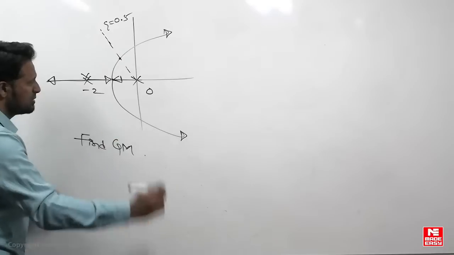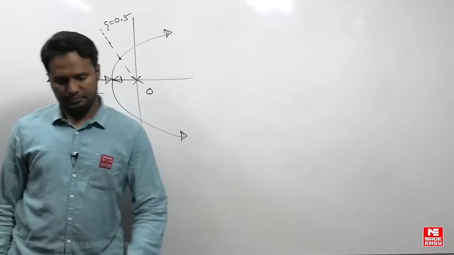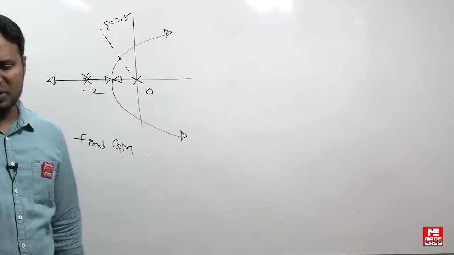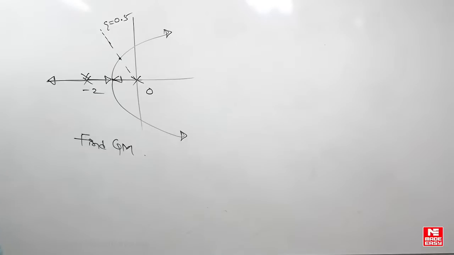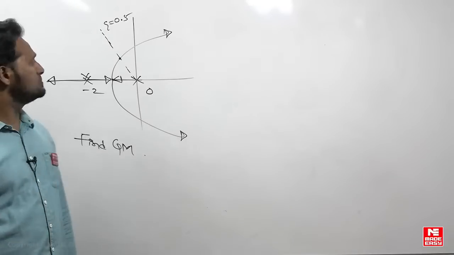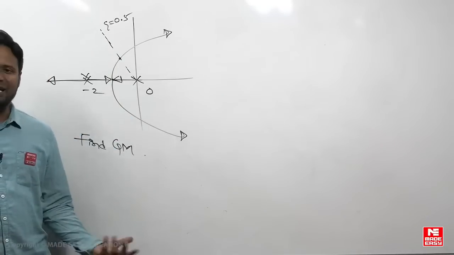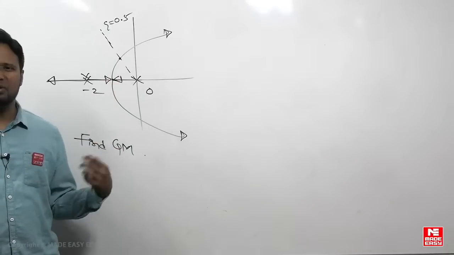Find the gain margin. The root locus plot of a system is given. The question is to find the gain margin of the system. Where? At this point. I mean, a line is drawn, right? Corresponding to this, we have to find the gain margin.